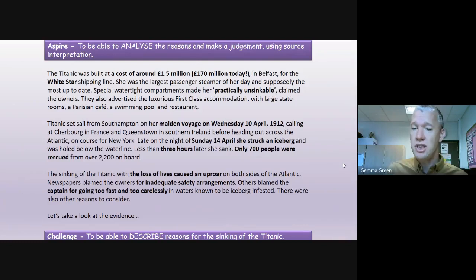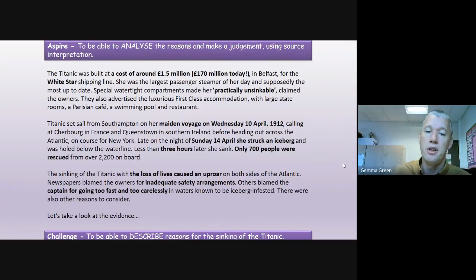But late on the night of Sunday the 14th, 4 days after it set off, it struck an iceberg, and it was hauled below the waterline. What that means is, as it struck, the iceberg penetrated the ship under the water. So the hull was under the water, and in less than 3 hours, it sank. This unsinkable ship sank. And as we've looked at, only 700 people were rescued from over 2,200 people on board.